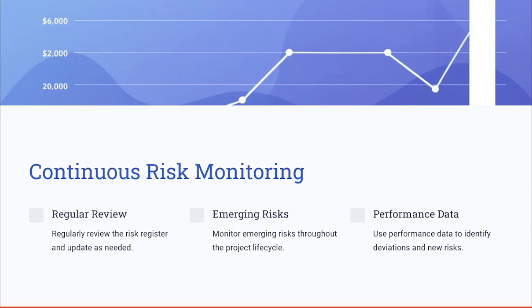Continuous risk monitoring involves regularly reviewing the risk register, tracking emerging risks, and using performance data to identify deviations that could indicate new risks. And this ensures that the project remains proactive in addressing uncertainties.